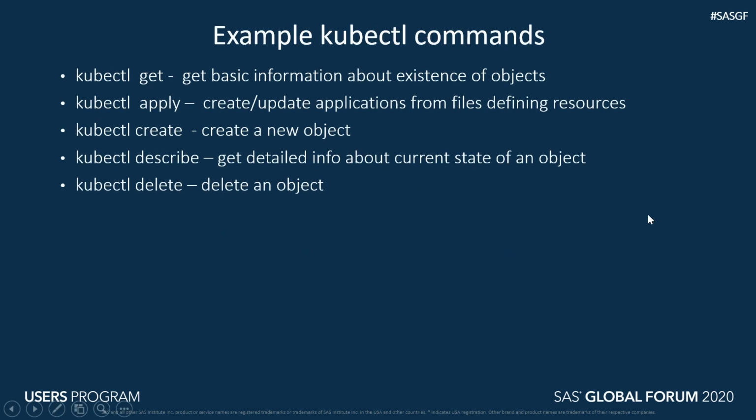Some example kubectl commands, kubectl get. Think of that as a list. That's what I tell people. Think of that as a list out there. Get me a list of these things. Get basic information about the set of objects out there.